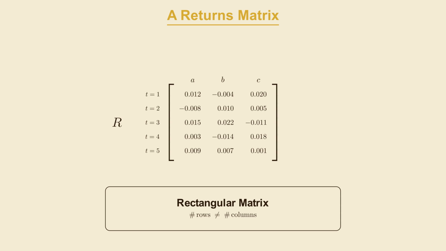This matrix R is what we call a rectangular matrix. Rectangular just means that the number of rows is not equal to the number of columns. So for example, if T is 50 months, then R is going to be 50 by 3, a rectangular matrix with 50 rows and 3 columns. And by putting things into this matrix form, we have an easy way to look up any of the returns that we want for any of our three assets.